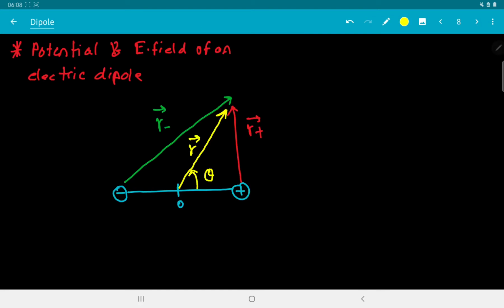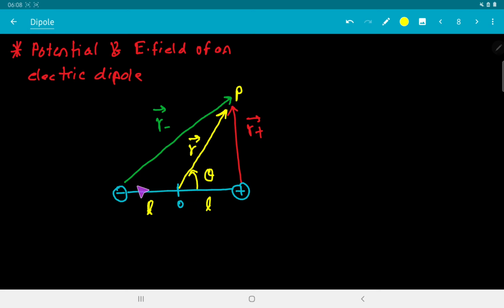Now let us look at how to find the potential and the electric field of the electric dipole at a point. Let us consider this point to be point P. This is a dipole having negative and positive charge. This is the origin of the system. Let us consider this distance as L and this also as small l. This will make our calculations a little bit easier.